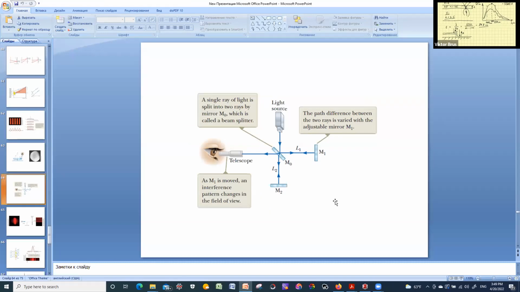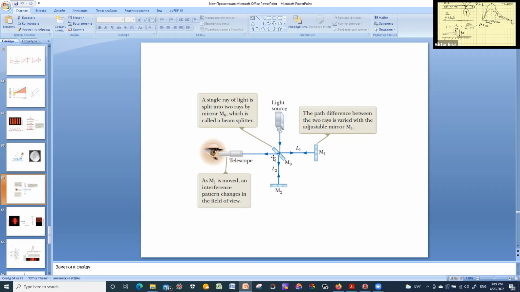And here is the structure of the so-called Michelson interferometer. So how does it work? We have some light source, then a semi-transparent mirror. Why semi-transparent? Because we can split this incident beam into 2 parts. One will be reflected from this semi-transparent mirror. Another will go through because this mirror is semi-transparent.